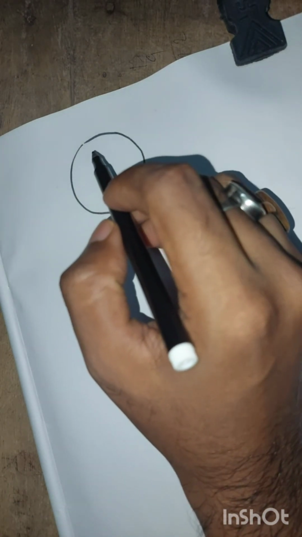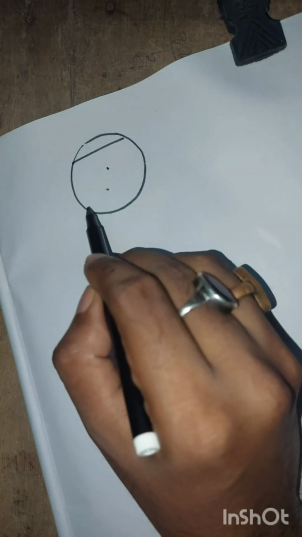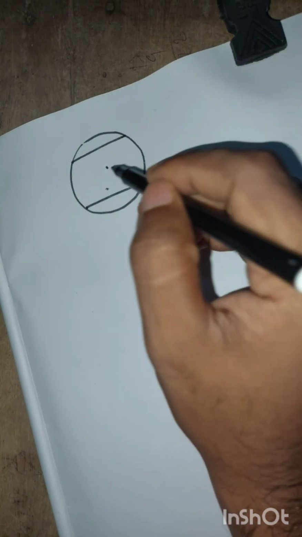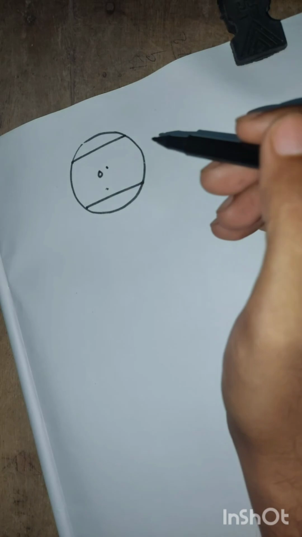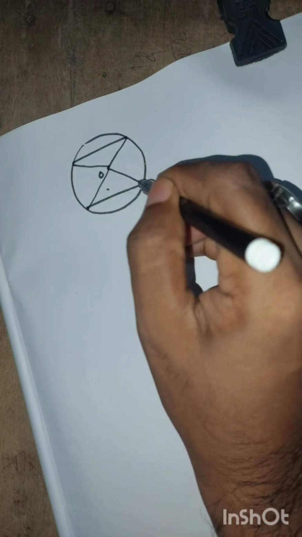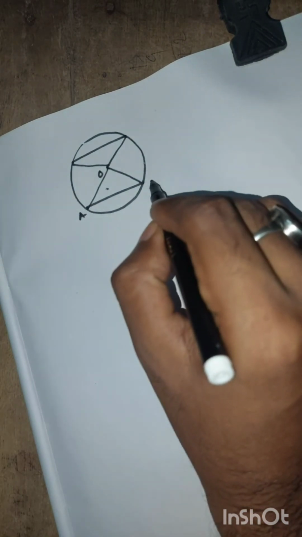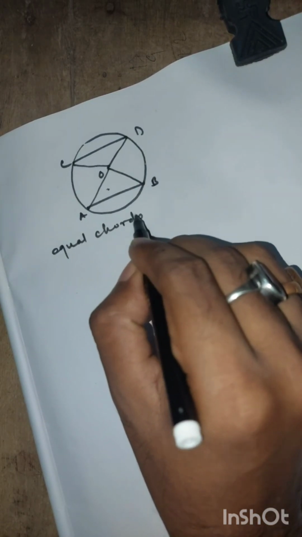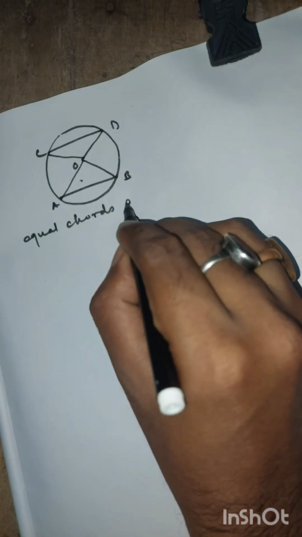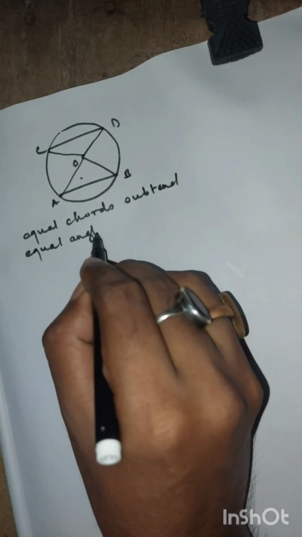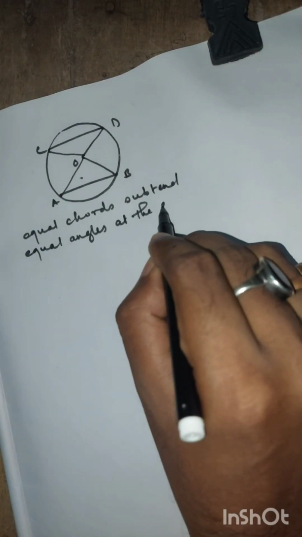If we take two chords which are equal in length and which are at equal distances from the center, they will subtend equal angles at the center.